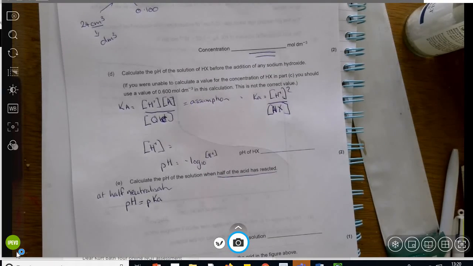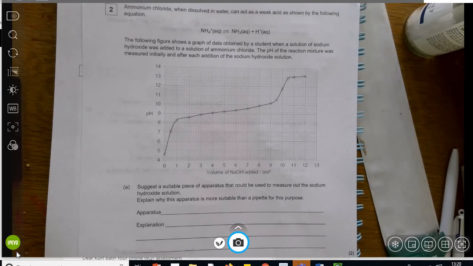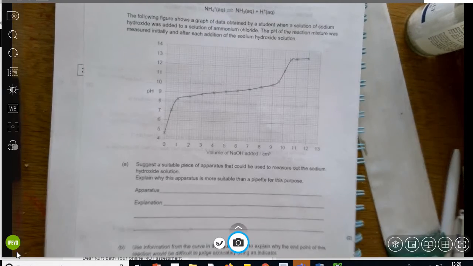Okay, now question 2. Oops, is that? Yeah, I thought question 1. Yeah, question 1. Question 2 is not that question. That's question 2. Okay, dead simple, dead straightforward. You've got the equation at the top, you've got your graph plotted on there. First question actually here is suitable apparatus that you use to measure sodium hydroxide.